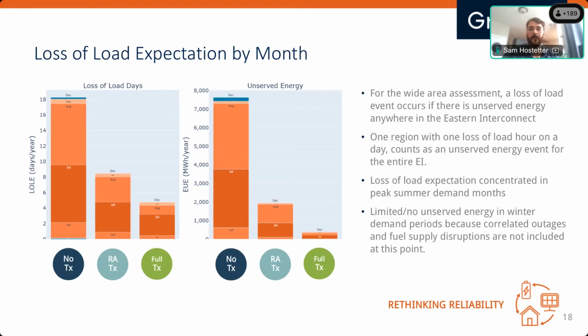And one note that we have here on the slide that I'll touch on is why we see limited winter risk. It is largely due to not modeling correlated outages and fuel supply that is typically seen in winter periods, which would introduce probably more risk into those periods than the summer periods, with simply higher loads historically.